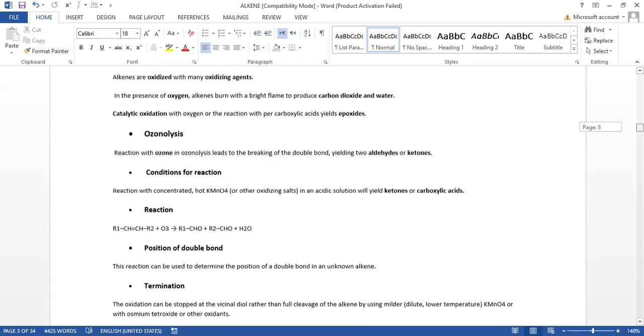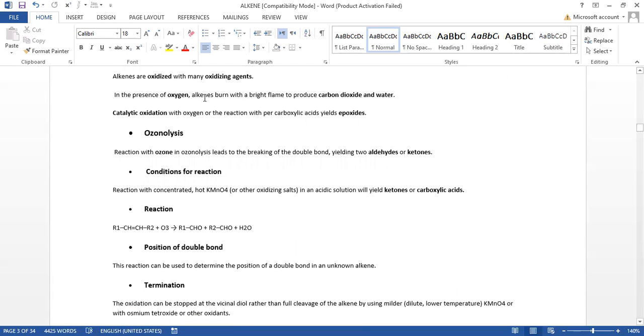Oxidation is the process in which, with the help of an oxidizing agent, we oxidize the alkenes. Ozonolysis is where we impart ozone into the reaction and it yields aldehydes or ketones. Conditions for this are cold or hot KMnO4, and the reaction is this.